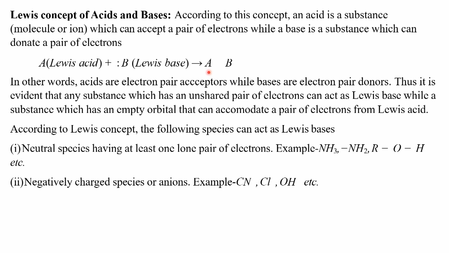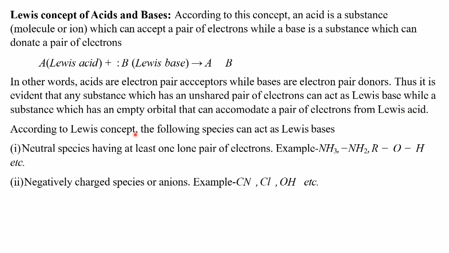In other words, acids are electron pair acceptors while bases are electron pair donors. Thus, it is evident that any substance which has an unshared pair of electrons can act as a Lewis base, while a substance which has an empty orbital that can accommodate a pair of electrons forms a Lewis acid.